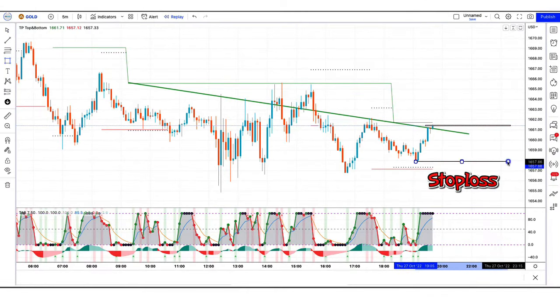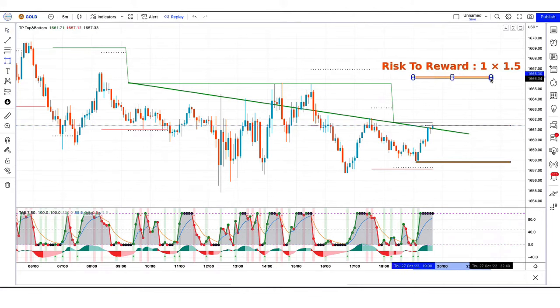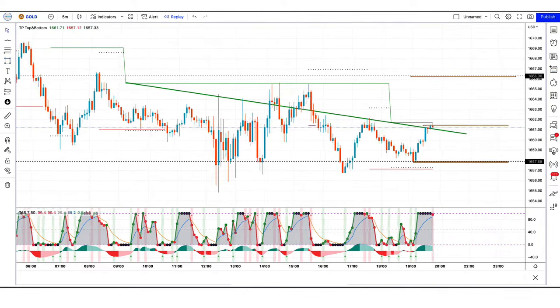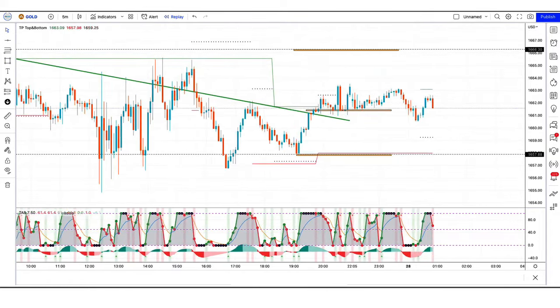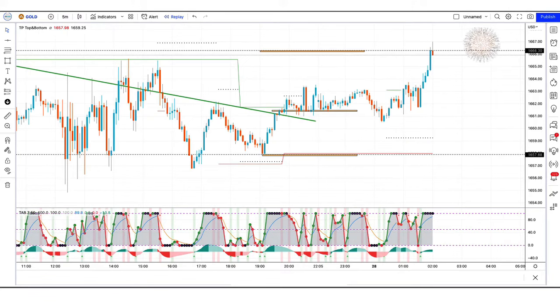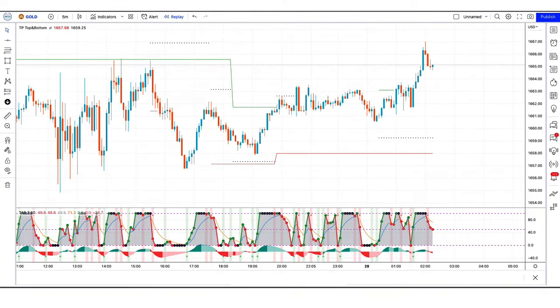Our stop loss will be placed at the current market low. And the risk to reward ratio will be 1:1.5. The market has completely hit the target. I hope you must have understood this trading strategy.